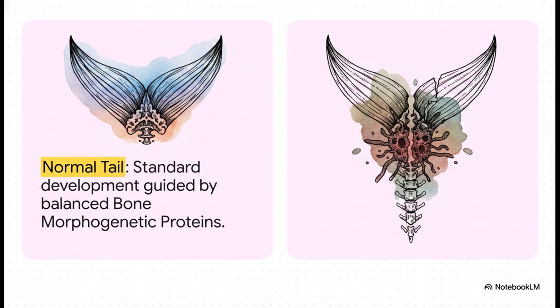Normally, a fish's top-to-bottom blueprint is guided by this balanced gradient of bone morphogenetic proteins, or BMPs. But in twin-tail goldfish, a mutation in a gene called chordin disrupts this entire gradient, literally splitting the tail skeleton right down the middle as it grows.